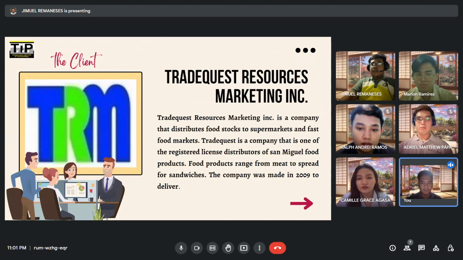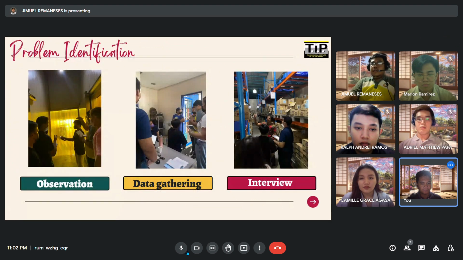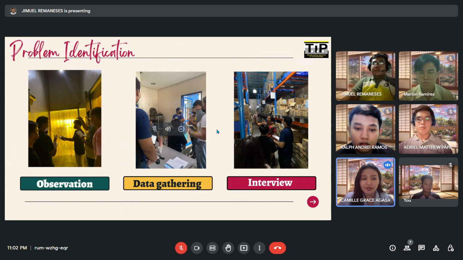DRM is a food distribution company licensed by San Miguel and founded in 2009. Problem identification. This will be the three main steps of the application in problem identification in the company. The group will go for a company visit and proceed to observation, data gathering, and interview to understand and assess the main problem of the company.